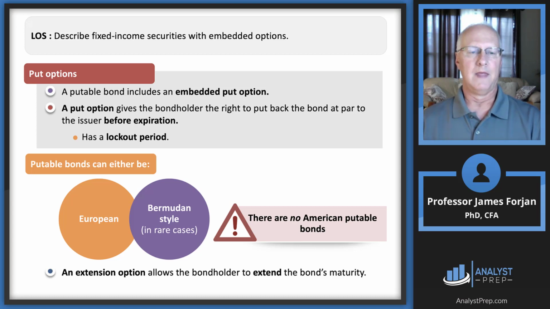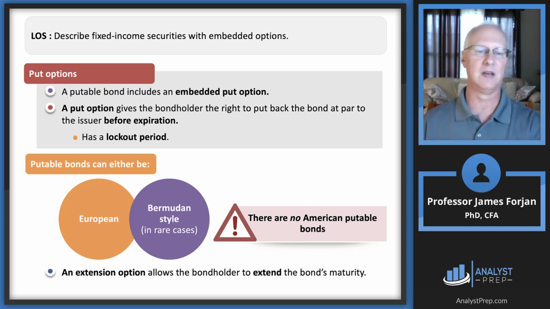And then look at that last double circle point there at the bottom. There are some bonds that allow the bondholder to extend the bond's maturity from, let's say, 30 years to 35 years. So think about a put option or a call option that has an extension option in there. That's kind of a double derivative.